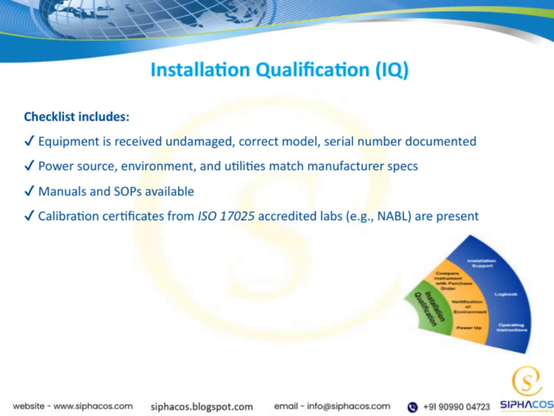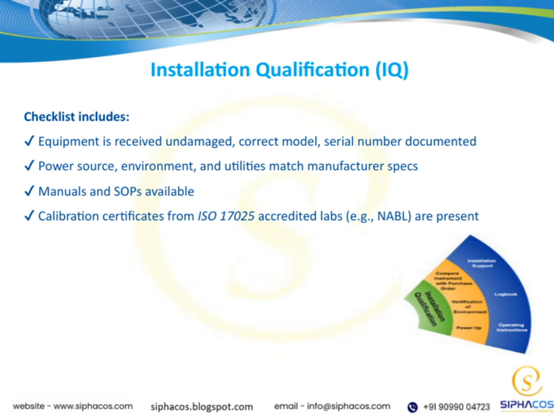Now, let's talk about the installation qualification, or IQ, which is a crucial first step in validating our equipment. The checklist for IQ includes several key points to ensure everything is in order before we proceed. First, we need to verify that the equipment has been received undamaged and that the model and serial number are correctly documented. This helps us track the equipment accurately and confirms we're working with the right device.